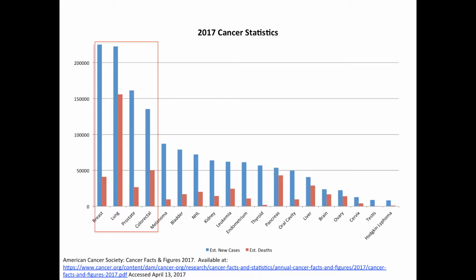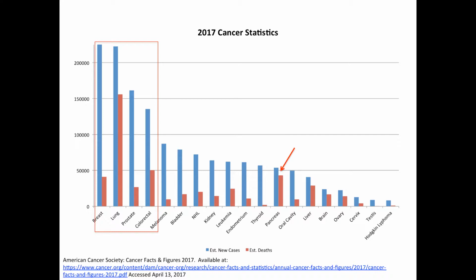Then going down from the top 4: melanoma, bladder, non-Hodgkin's lymphoma, kidney cancers, leukemia, endometrial or uterine cancer, thyroid, pancreas, cancers of the oral cavity, liver cancer, CNS and brain tumors, ovarian cancer, cervical cancer, testicular cancer, and Hodgkin's lymphoma. Looking at these numbers side by side tells us which cancers are more common and therefore where we will spend most of our time learning. It makes more sense to learn more about breast and lung cancer than, say, cervical cancer, which is much less common.